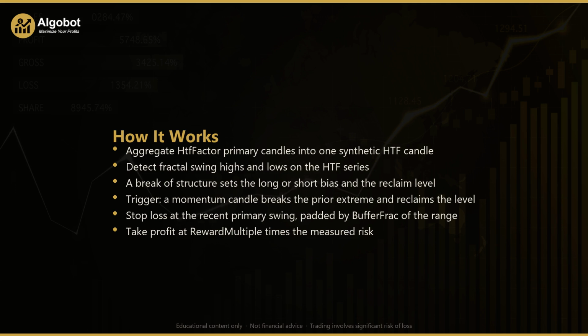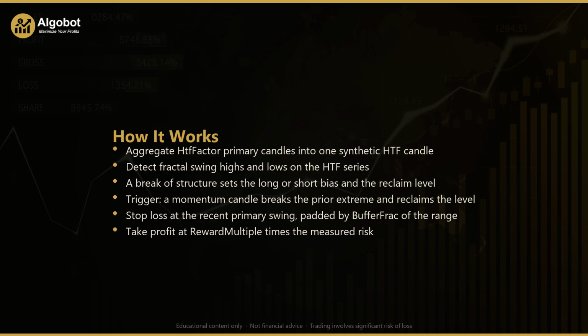Everything begins on each newly completed primary candle. The expert advisor takes that finished candle's high, low, and close and feeds it into its higher time frame builder. It keeps stacking candles until it has collected the chosen number, 12 by default, and then it finalizes one synthetic higher time frame candle from their combined range. Each time a higher time frame candle is finalized, the strategy updates its bias. First, it checks whether an existing bias has become stale. If price has closed back through the level that was originally broken, the bias is canceled and the strategy steps aside.